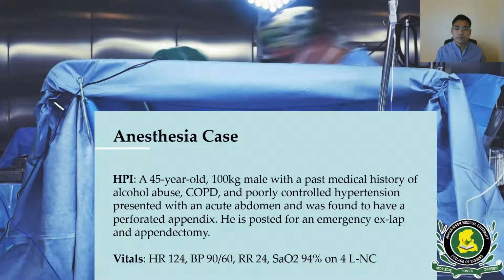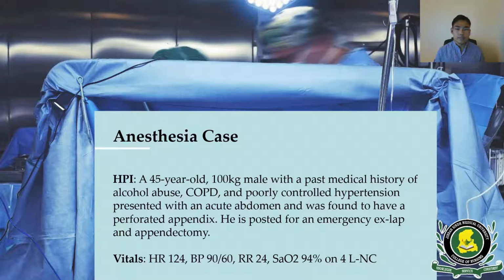So going back to our case, this patient's history is notable for obesity, alcohol abuse, severe lung disease, and poorly controlled hypertension. My biggest concern is his obesity and lung disease right now, which can mean a difficult airway and faster time to desaturation. I would anticipate this and make sure to have difficult airway equipment readily available and optimize patient positioning.